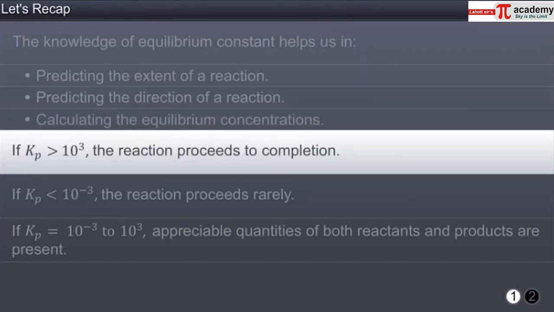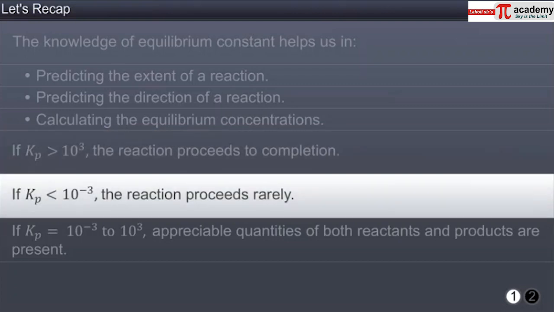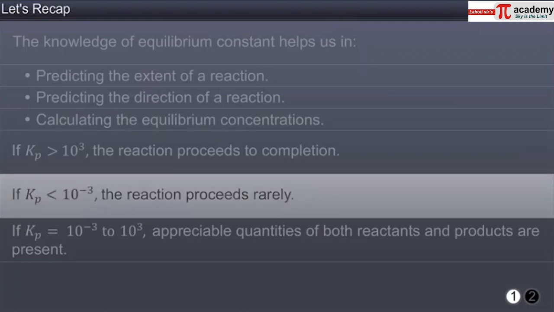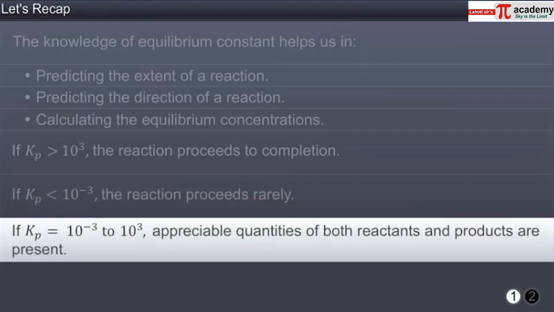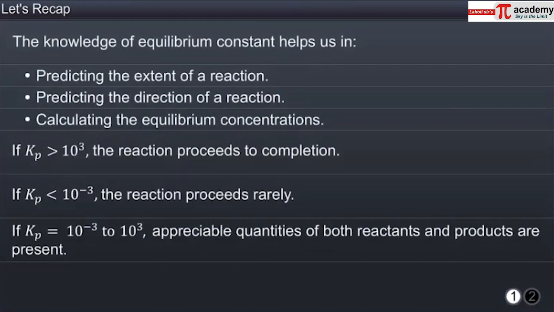If the value of Kp is greater than 10 raised to the power 3, the reaction proceeds to completion. If the value of Kp is less than 10 raised to the power minus 3, the reaction proceeds rarely. If the value of Kp is between 10 raised to the power minus 3 and 10 raised to the power 3, appreciable quantities of the reactants as well as the products are present.